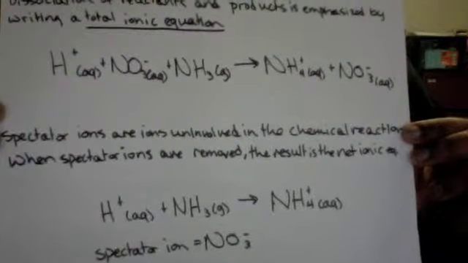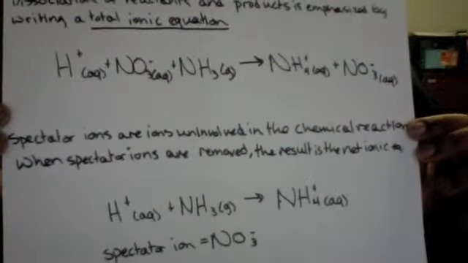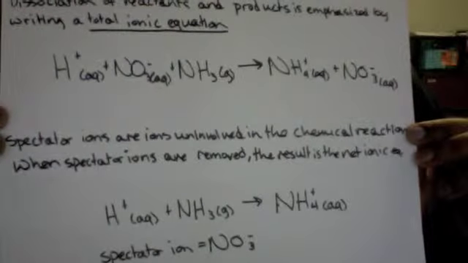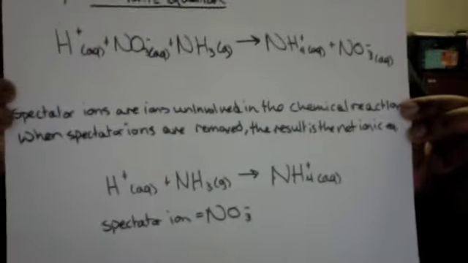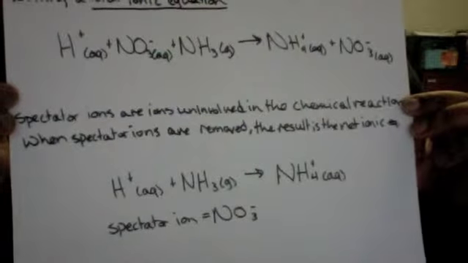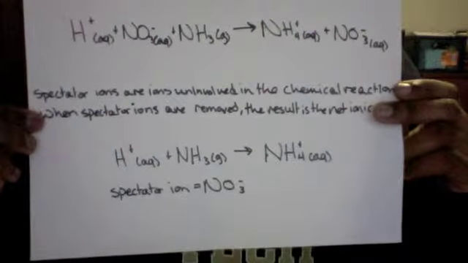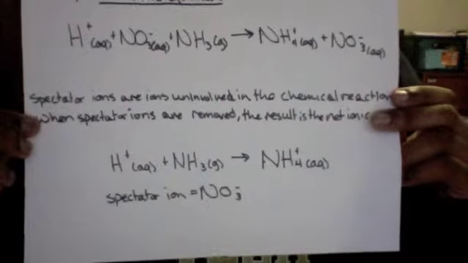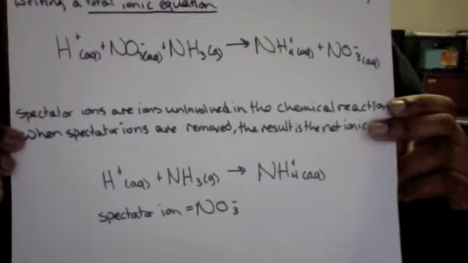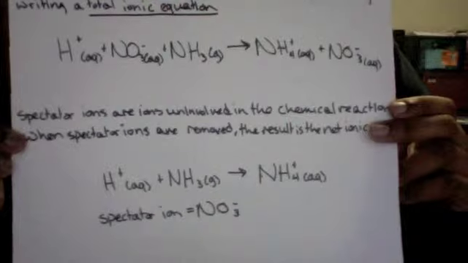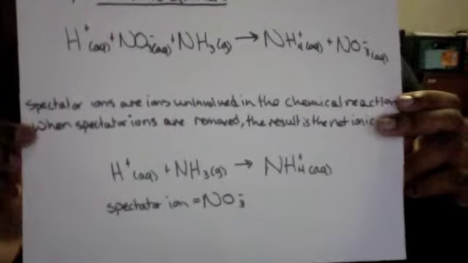And moving lower, you can see we also have the net ionic equation. As you can see, spectator ions are ions uninvolved in the chemical reaction. When spectator ions are removed from the total ionic equation, we're given the net ionic equation. As you can see again, we just cancel out the spectator ion, which was the nitrate ion, and we're left with hydrogen plus ammonia equals ammonium nitrate.